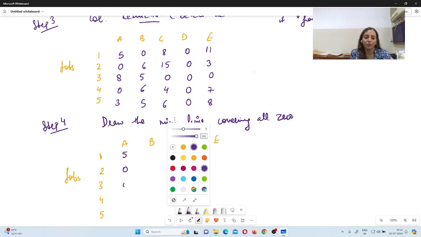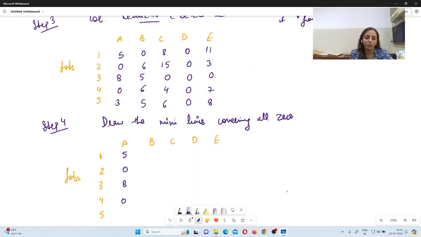5, 0, 8, 0, 3, and for the B we write it 0, 6, 5, 6, and 5. With the C it is 8, 15, 0, 4, and 6. Now for the D it is 0, again 0, 0, 0, and 0. For the E it is given as 11, 3, 0, 7, and 8.